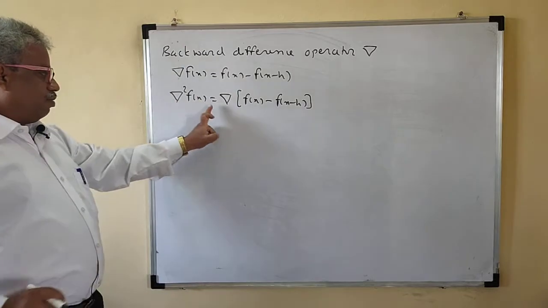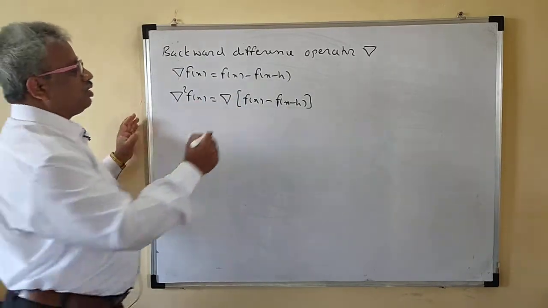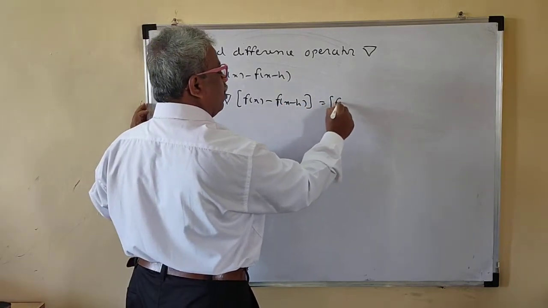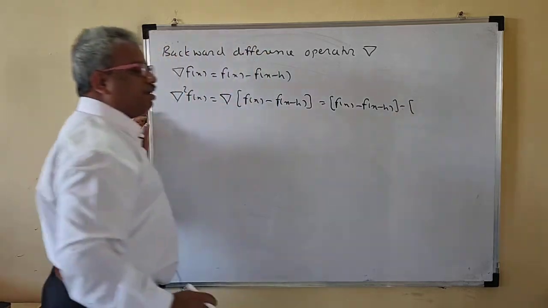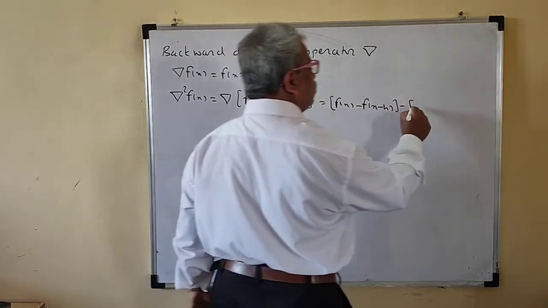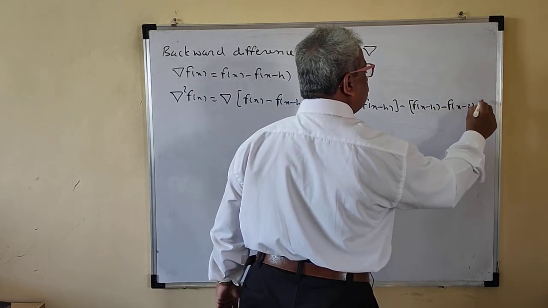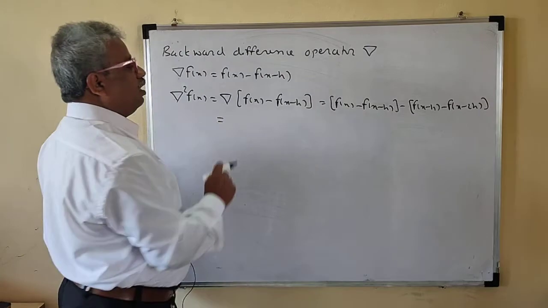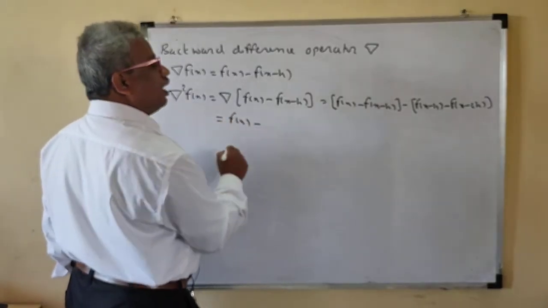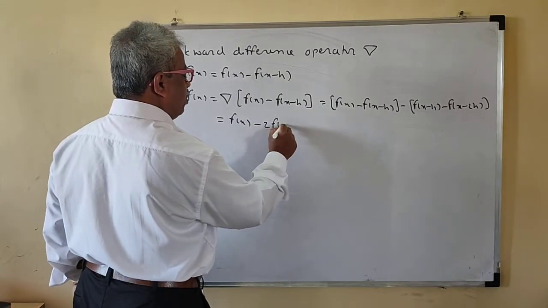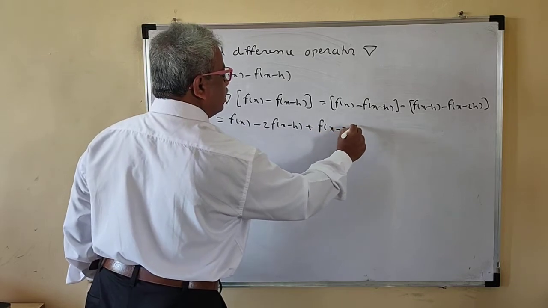So nabla square f of x is nabla of nabla f of x. काय केलं आता हे फंक्शन तसं ठेवायचं f of x minus f of x minus आणि नंतर काय करायचं x च्या ऐवजी x minus h टाकायचं. So this is f of x minus h minus f of x minus twice h आणि सिम्प्लिफाय करायचंय. सो f of x एकदा दिसतंय. So f of x तसंच राहील. मायनस मायनस 2 टाइम्स होईल f of x minus h. मायनस मायनस प्लस झाला तो f of x minus twice h.